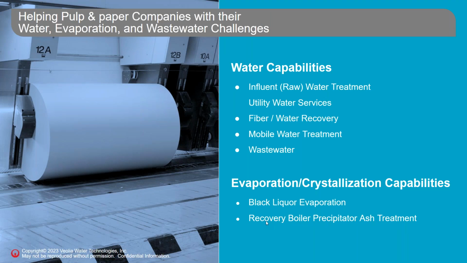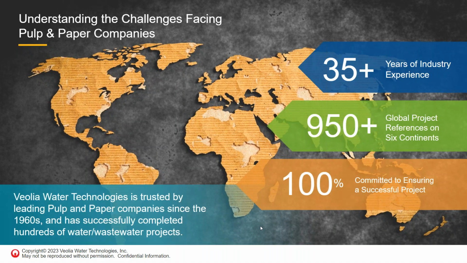We have, of course, a wide range of water and wastewater treatment capabilities. You're going to hear a lot about that on today's technical presentation. But in addition to that, we do a host of evaporation and crystallization technologies and services as well. So we work within the black liquor evaporation cycle. We also provide capabilities, services, and technologies to help enhance the recovery boiler and treat precipitator ash, and also recover chemicals from that particular process as well. So that's sort of what we do for our variety of customers around the world within pulp and paper.